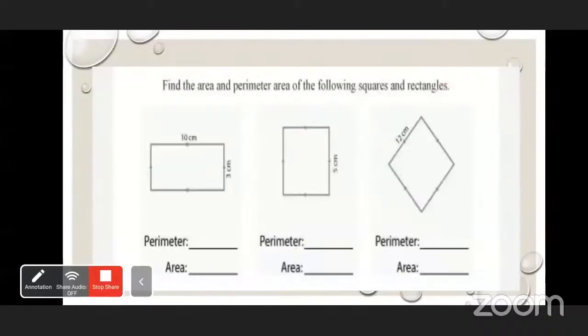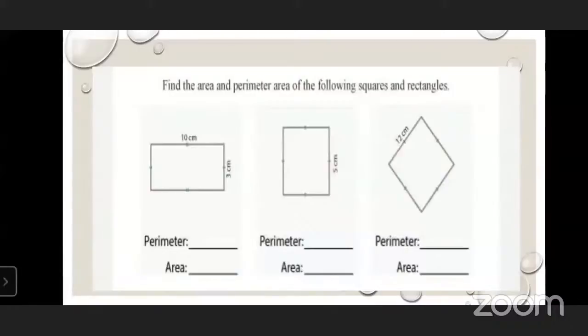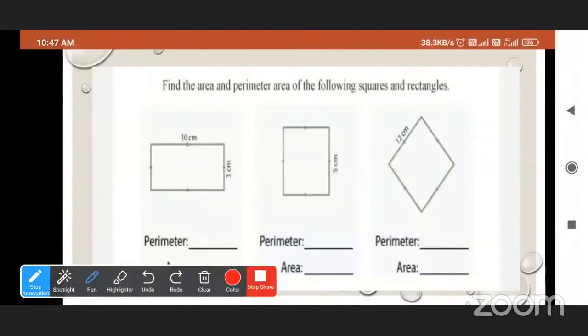Find the area and perimeter of the following squares and rectangles. First of all, we will find the perimeters. Perimeter is very easy. See here, the length of a rectangle is 10 centimeter and breadth of rectangle is 3 centimeters. So what is the perimeter? Yes, student, can you tell me?